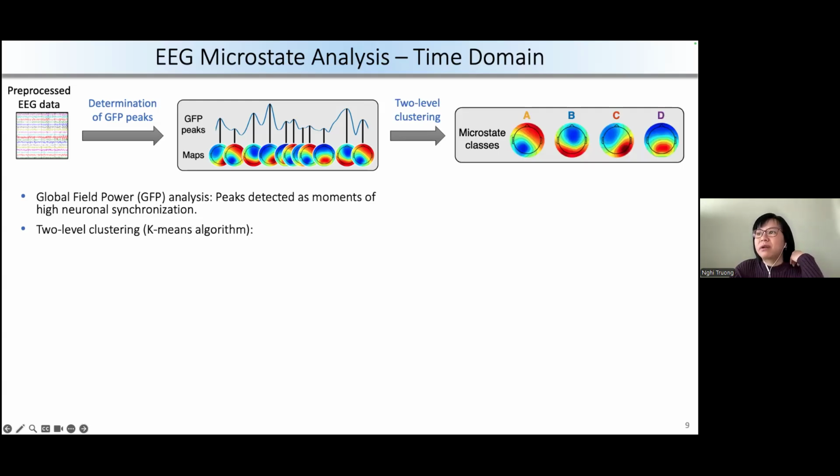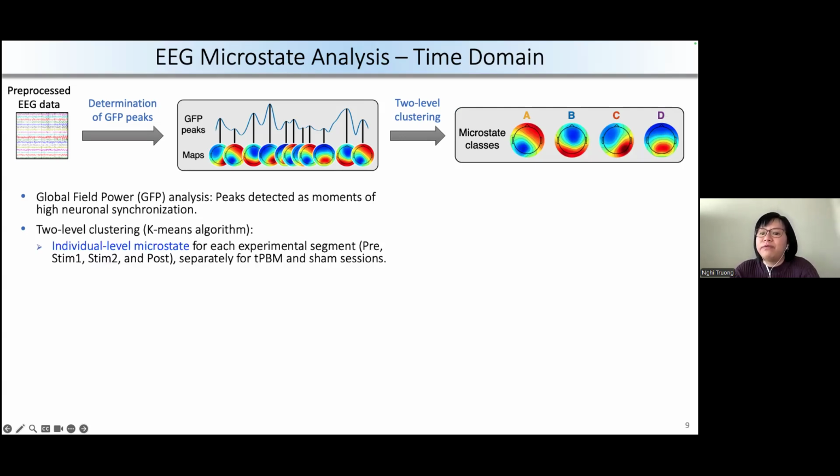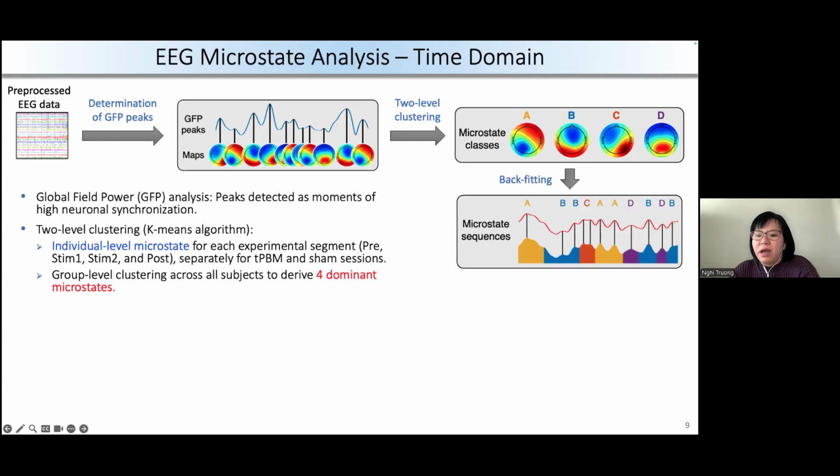We then use a two-level clustering algorithm to identify the microstates in the EEG data. The first level of clustering identifies the individual microstates for each experiment segment, separately for the tPBM and sham sessions. Then we perform a group-level clustering across all subjects to derive 4 dominant microstates. And then the global microstate classes are fitted back to the EEG data to assign a label of one microstate class to every EEG data instant.